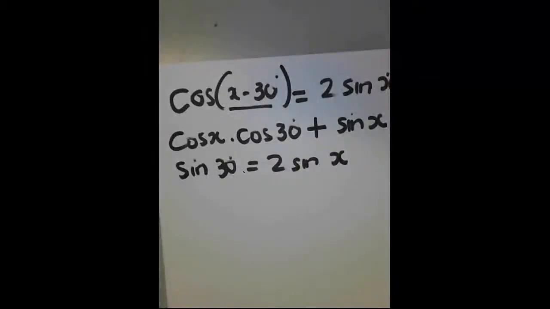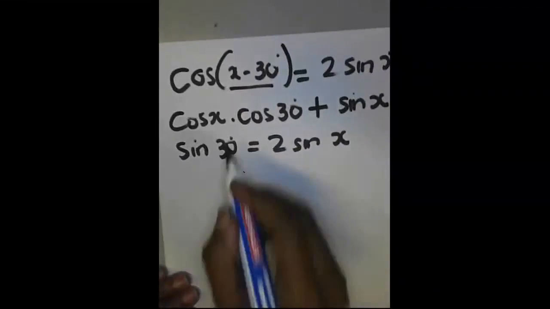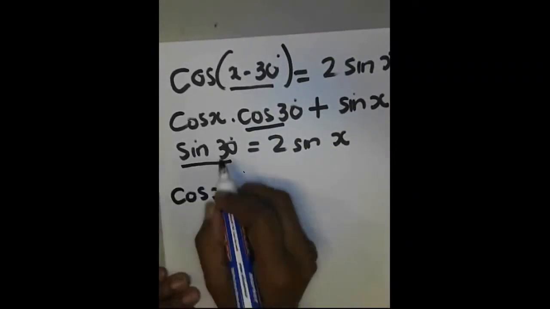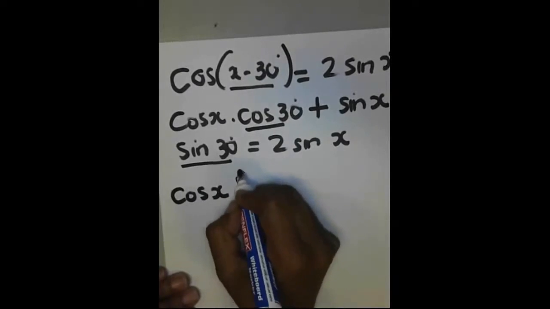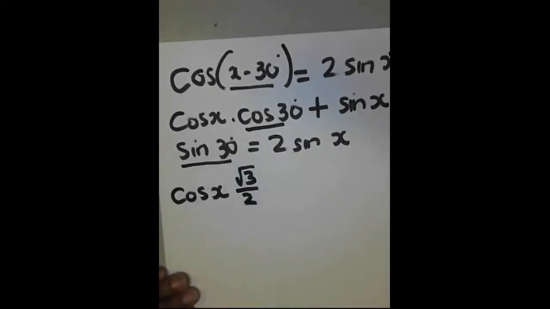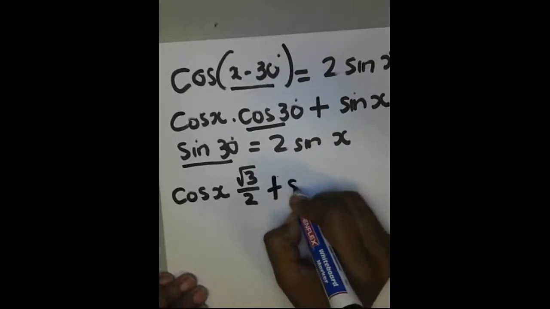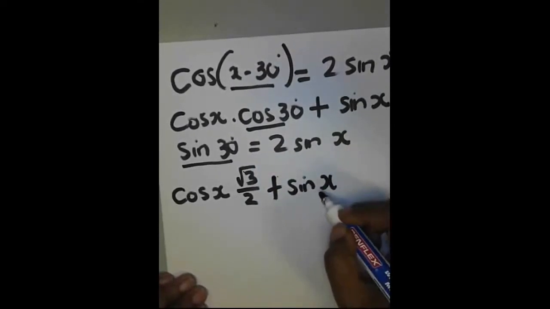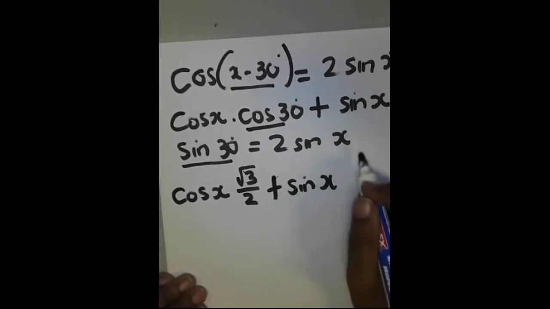So what do I do now? Now I simply have to substitute. We know the value of this and we know the value of this. So this is cos x times square root of 3 over 2, plus sin x times sine of 30 degrees.